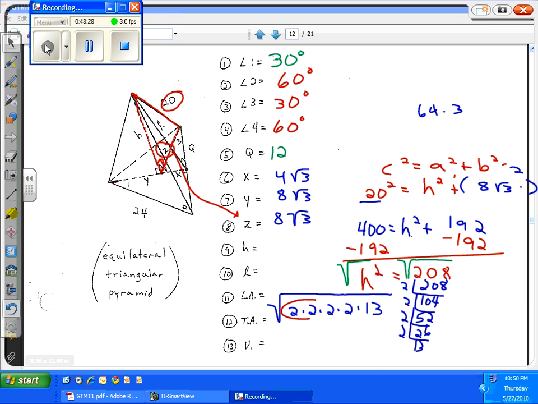Circle pairs for square root. From each set, you bring one out. What didn't get circled goes in. You multiply, and you get 4 square root 13 for the height. 4 square root 13. Okay?